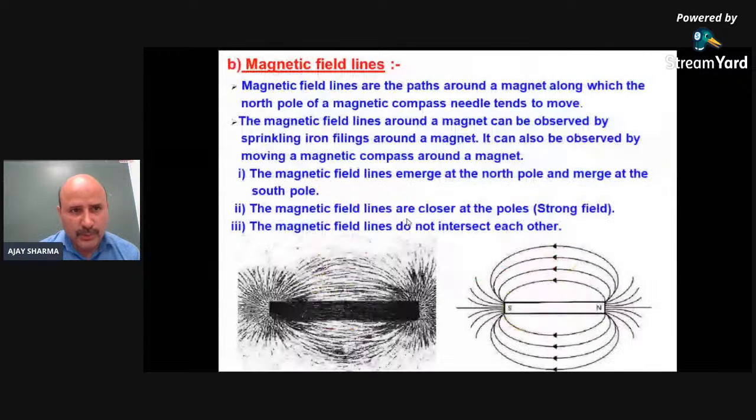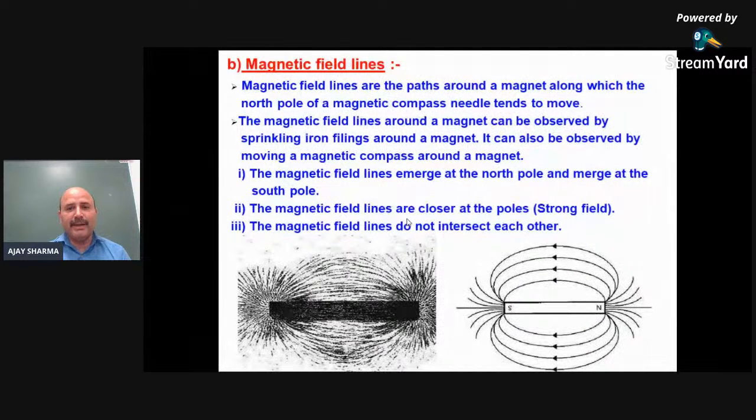Now, what are magnetic field lines? Now the concept is, what are the magnetic field lines? Field lines represent a magnetic field.